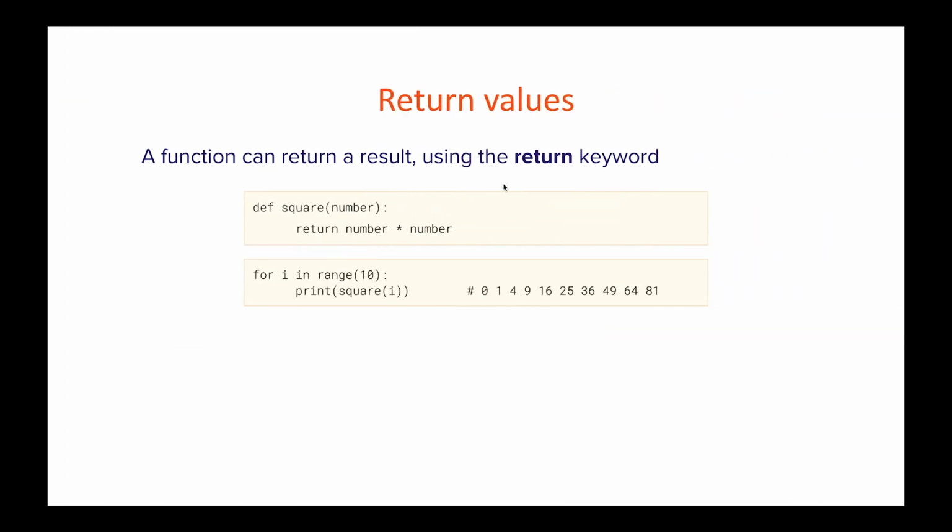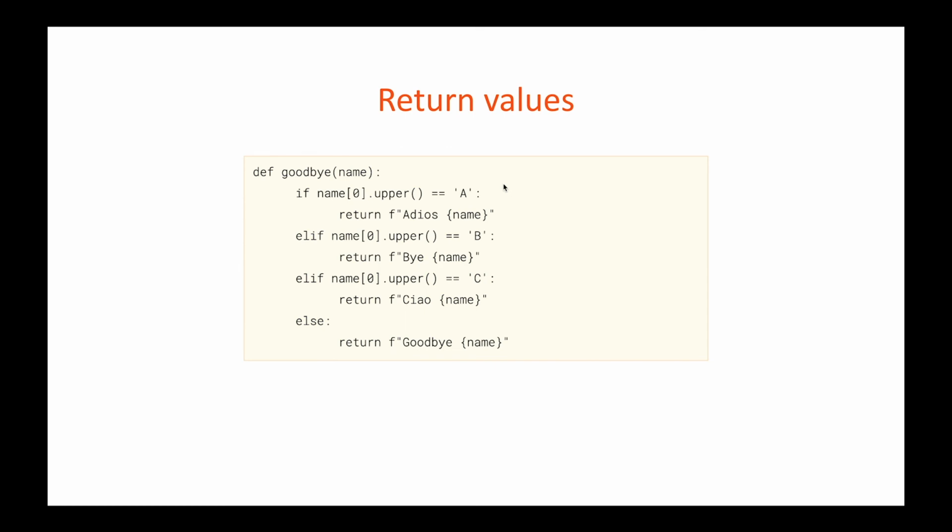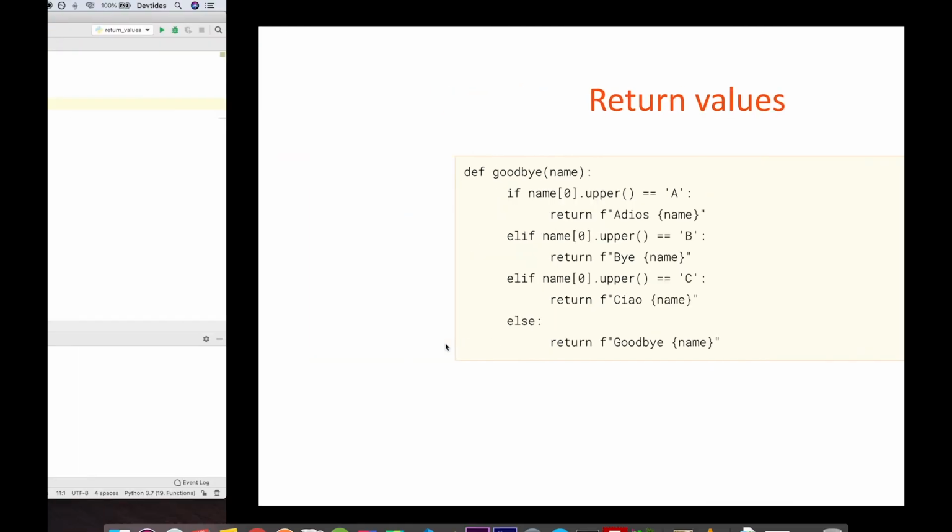Now we can have more than one return keywords in a function. Okay, it doesn't really matter. Like we said, as soon as the execution reaches a return keyword, the function stops and the value is returned. So here is an example. Let's say we want to say goodbye for a name that is provided to this function, right? So we look at the first letter. If the first letter is A, then we return the string adios name. If the letter is B, we return the string bye. And if the letter is C, then we return ciao. Else, for everything else, we are returning goodbye. Okay, so let's try to put that in our code and see how that works.